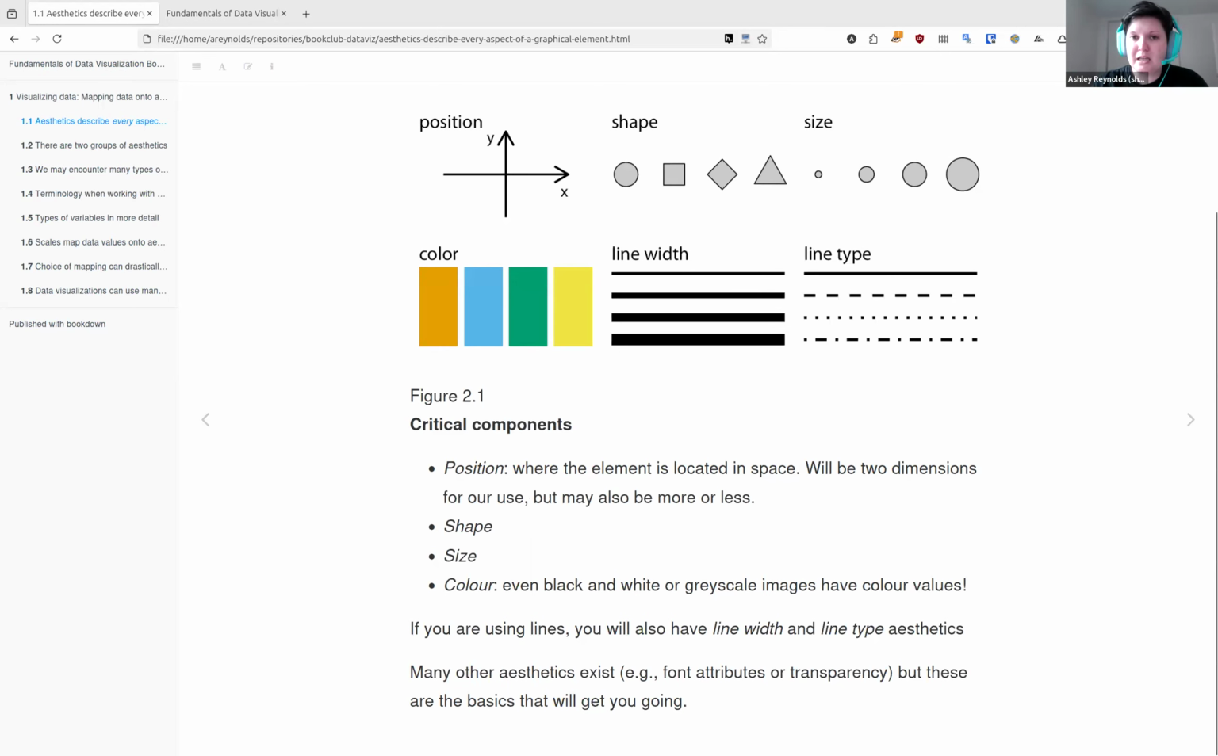If you're using lines in your visualization, then those will also be critical components, and you will have things like line width or line type aesthetics. Beyond these sort of six examples, there are many, many other aesthetics. Some examples include the attributes of font, like font face, font size, what have you, as well as transparency. But if you have these sort of six basic aesthetics, you can make a graph.